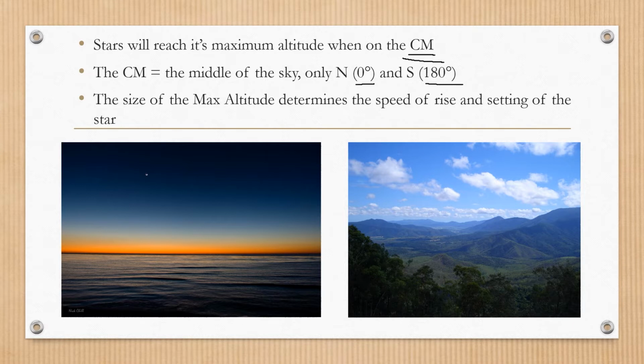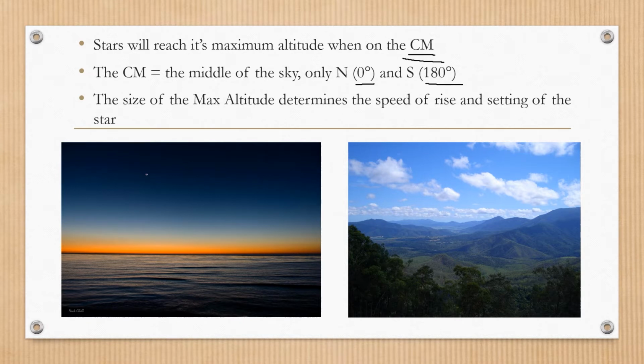The size of maximum altitude determines the speed of rise and setting of the star. Fun thing here: if you have a larger maximum altitude, your star will actually move across the sky slower because it's closer to your zenith. The smaller the maximum altitude, the closer it is to the horizon, and so the faster it will move across the sky, and it is more likely to be obscured by an object on the horizon, meaning the observer has a much more limited opportunity to see it.